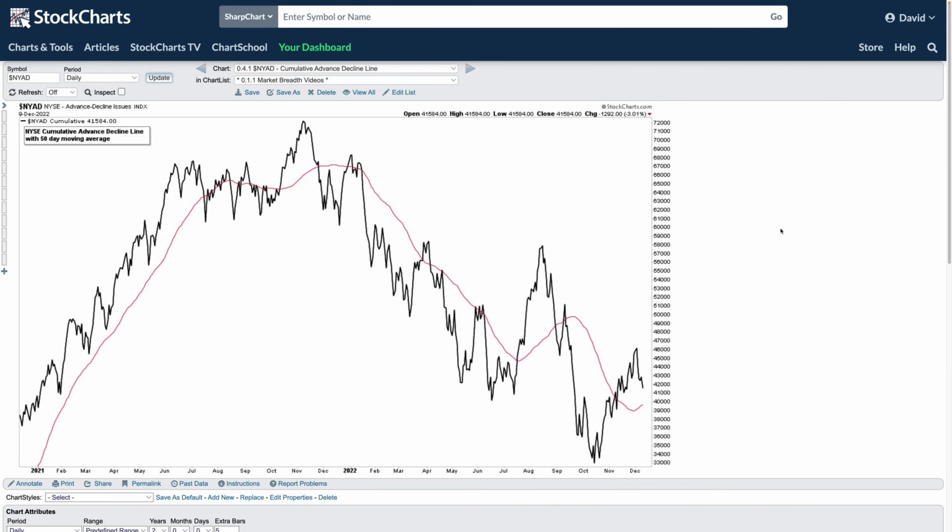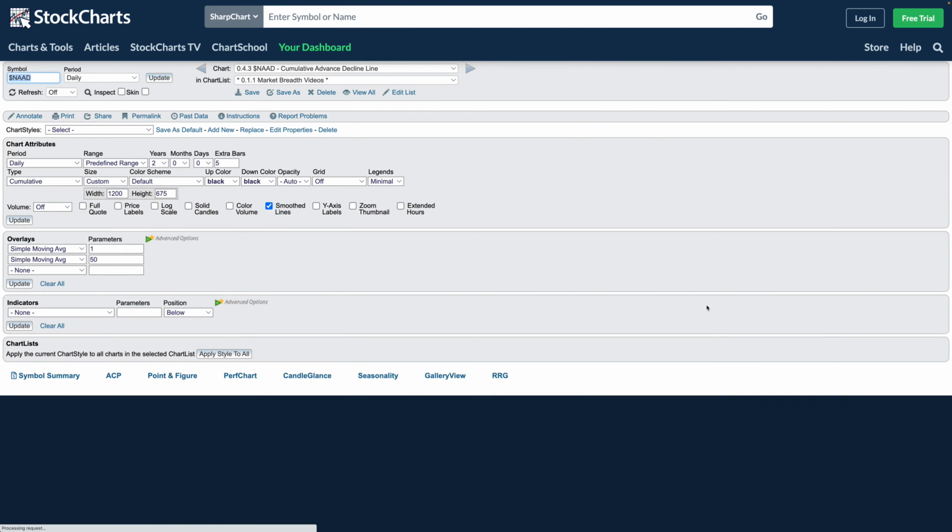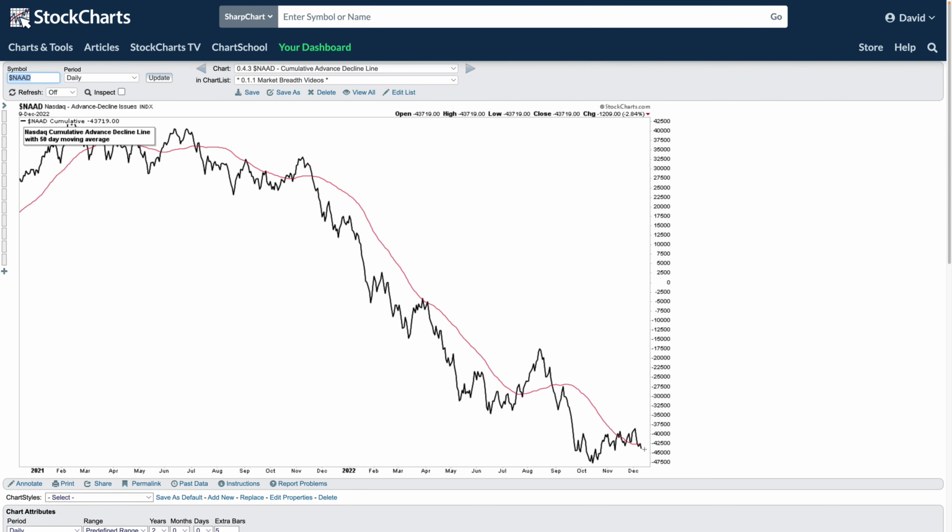Nasdaq NYSE advanced decline line. The signals we use on this are about moving above the 50-day moving average. When it's above, it's in a more positive environment, and when it's below, it's more negative. At the moment it's pulling back, but it's still above that 50-day moving average. If we look at the Nasdaq, you can see it's moved back below its 50-day moving average, never managed to move much out again. So this one is still on a neutral, slightly negative signal.